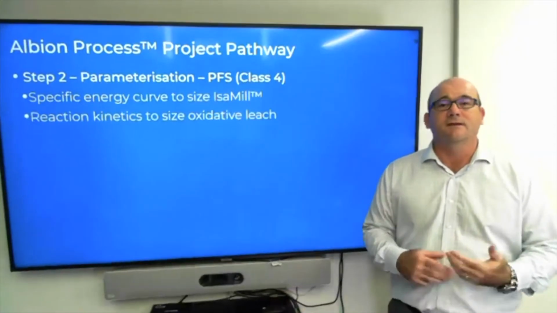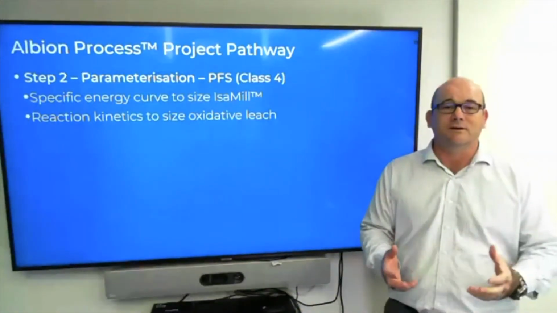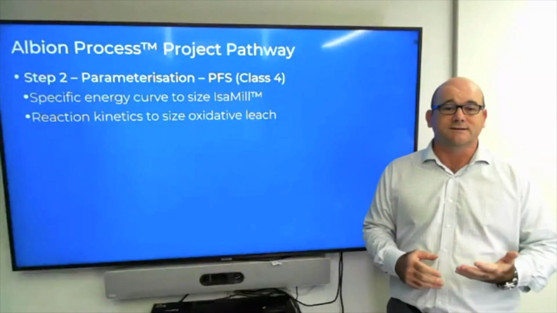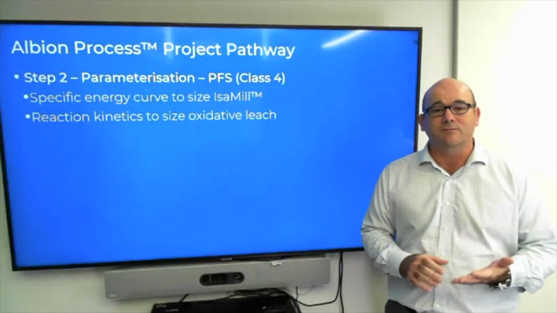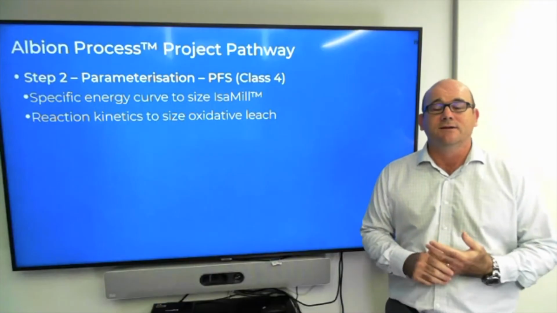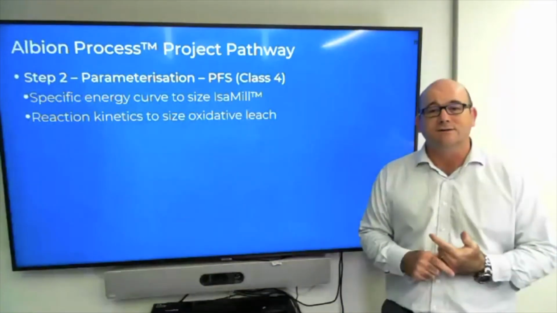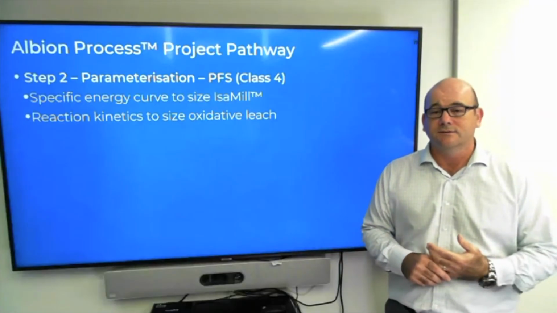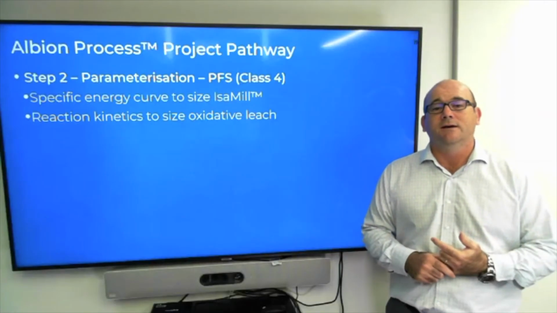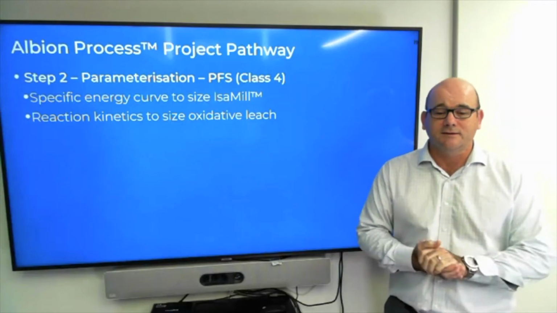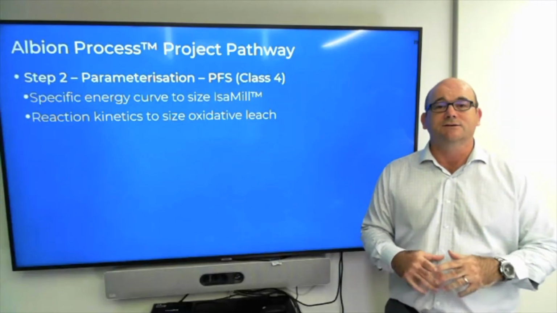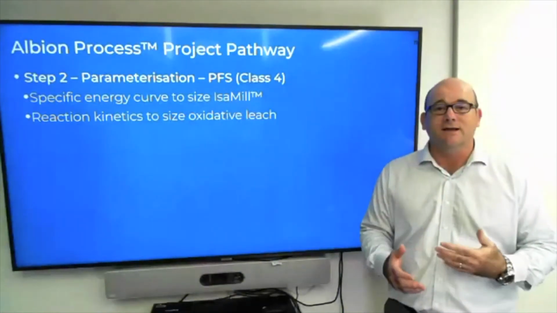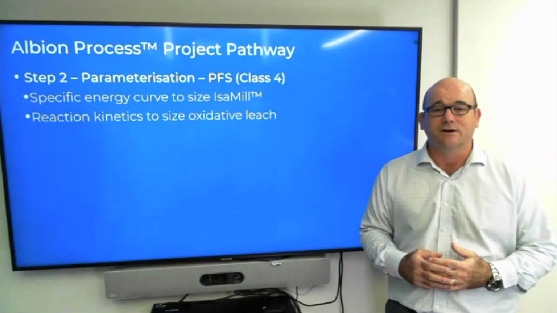So moving forward, we realised that the Albion test has worked for us, so you want to take it further. There are two key things really for Albion. One is that we need to understand the energy requirements so that we can size the IsaMill, so we would do the specific energy curve. The other key thing for the oxidative leach reactors is to do a kinetic test to understand the reaction kinetics so that we can then size the leach train.